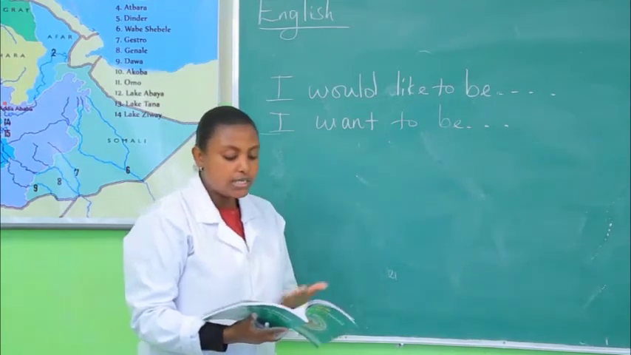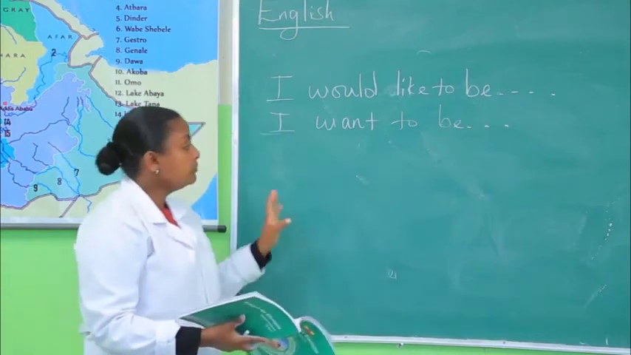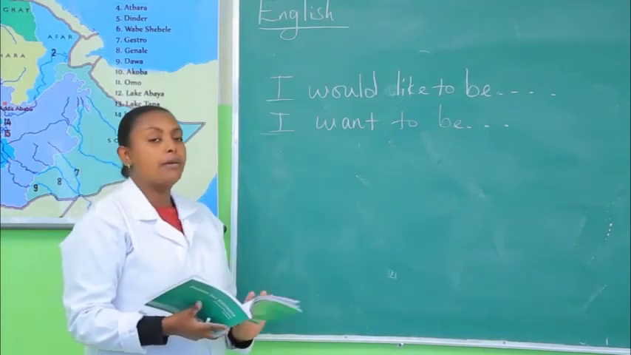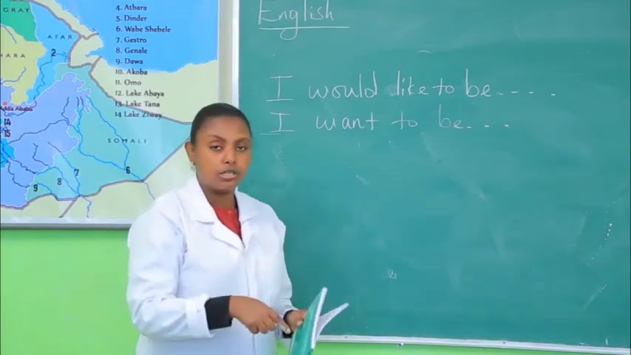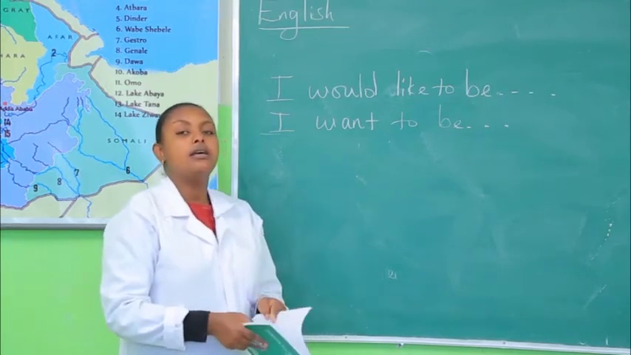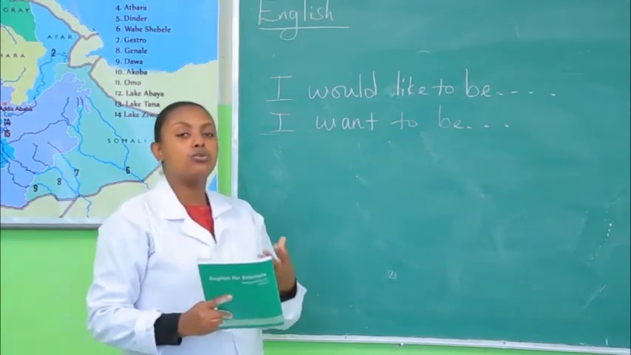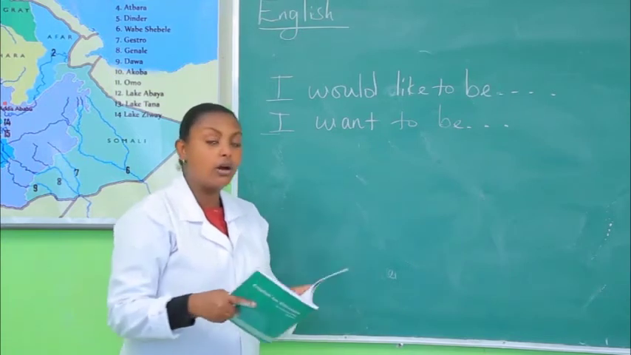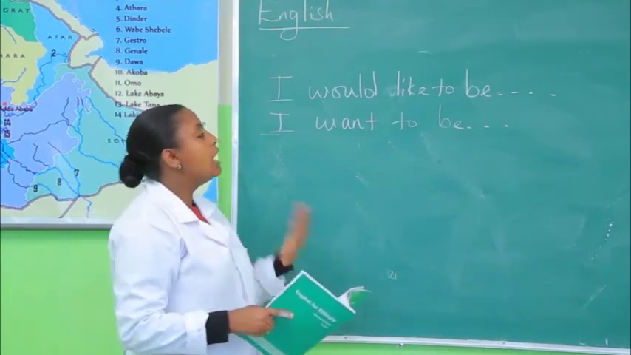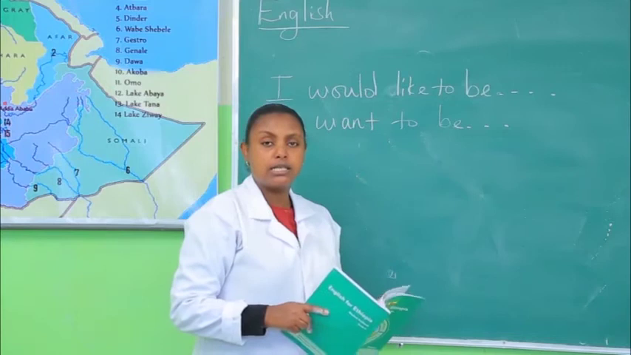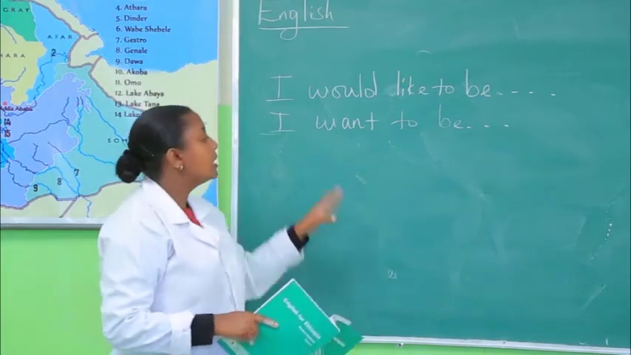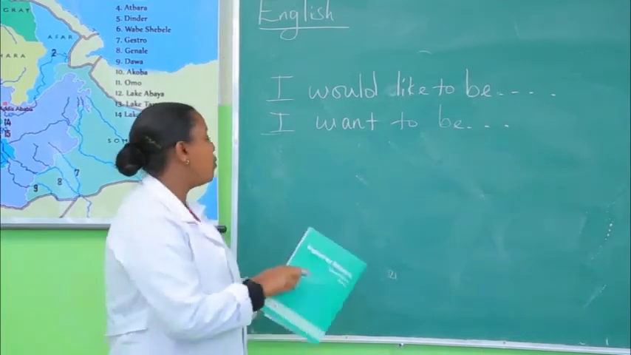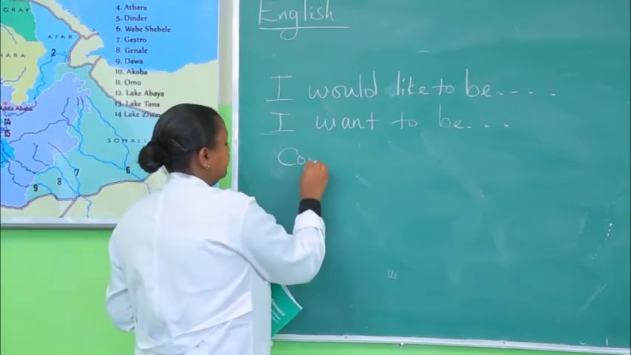Why? You can read the passage, and when you are reading the passage, remember there are words written in bold. These words are the new words that you are going to come across when you are reading the passage. So, how do we know the meaning of these words? These words, you know what? Contextual meanings.